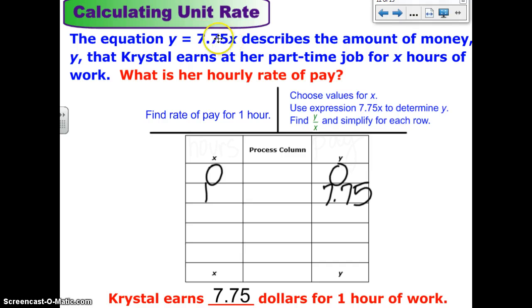We can also notice that the 7 3/4 from the equation is the same thing as my unit rate. So unit rate can be found by taking y divided by x in a table, or we can simply take the coefficient from an equation. It also describes our unit rate.